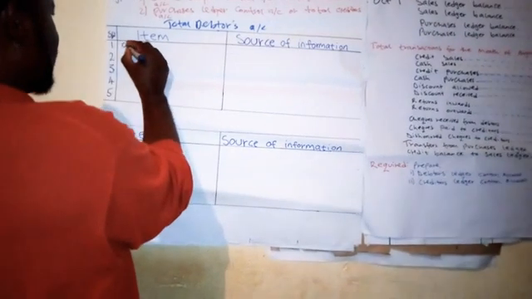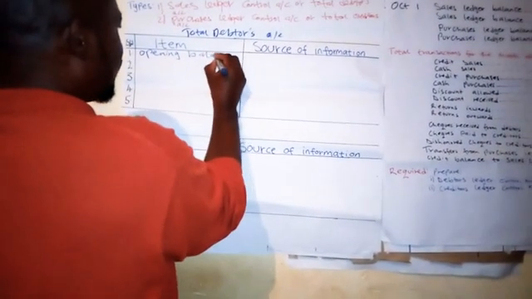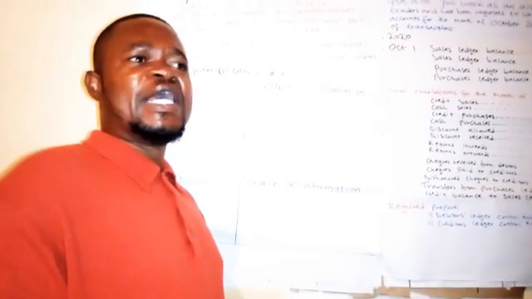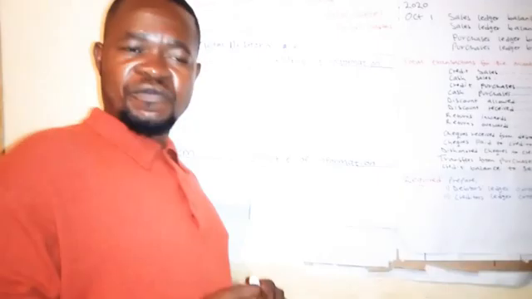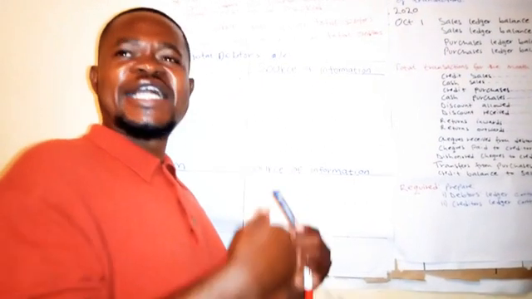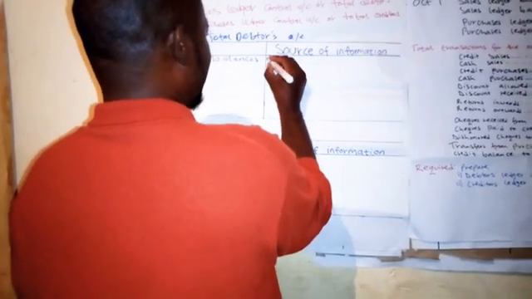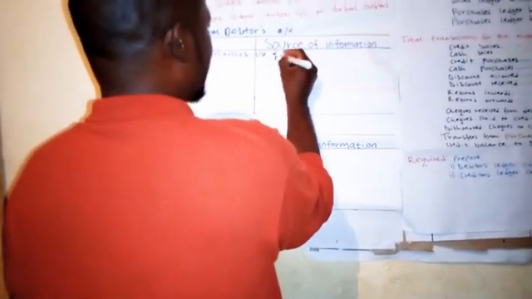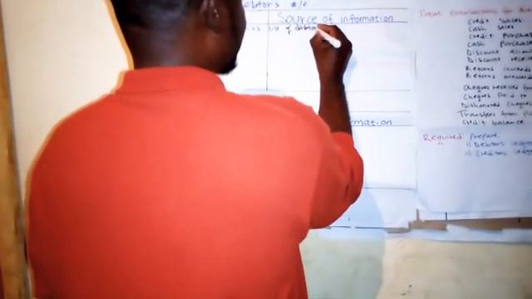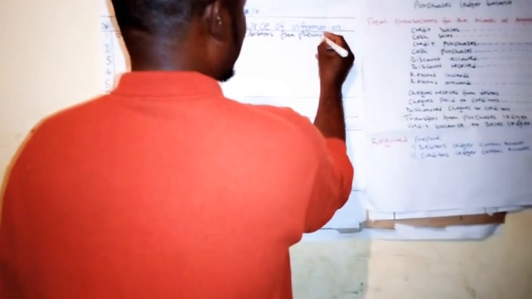Now, what items do you find in this account? The first item that I will write here is the opening balances. The source of information for the opening balances is from a list of debtors that you had at the end of the previous period or trading period. Okay, so we can write here source is list of debtors from previous period.